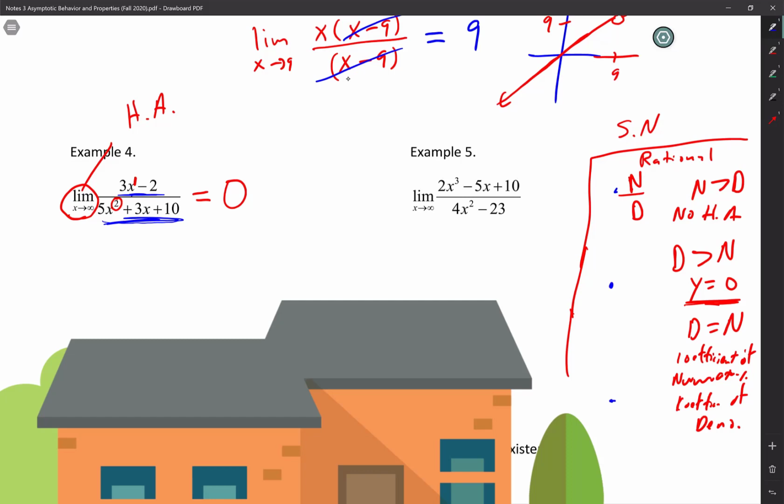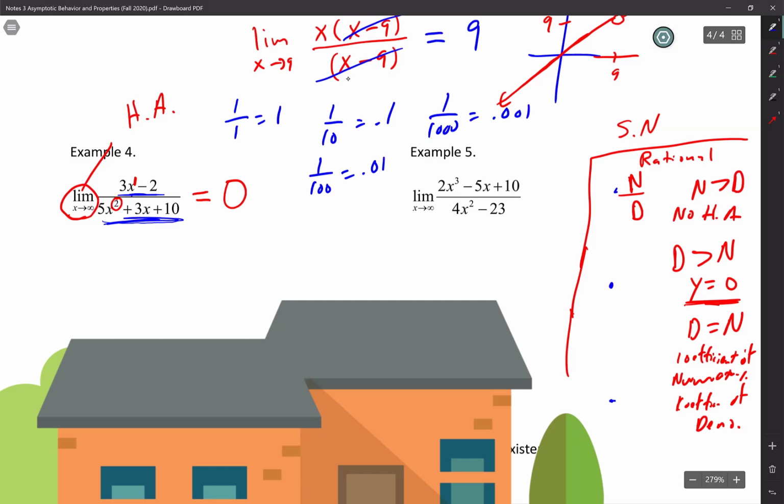What I'm trying to say is, look, 1 divided by 1 is 1. And don't worry, I know that I'm going to keep the numerator constant, but it's the same concept. 1 divided by 10 is 0.1. 1 divided by 100 is 0.01. 1 divided by 1,000 is 0.001. Look what happens. As the denominator gets bigger, the output is getting closer and closer to 0. So let's not be robots. Let's make sure that we understand.